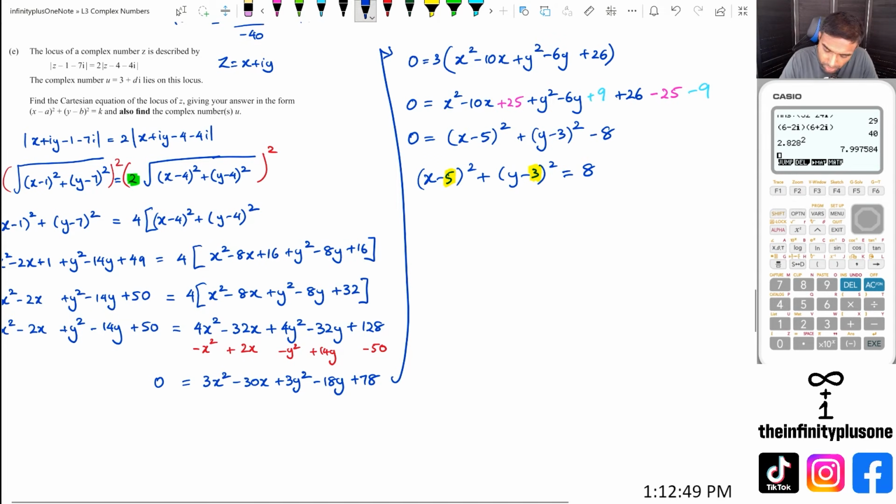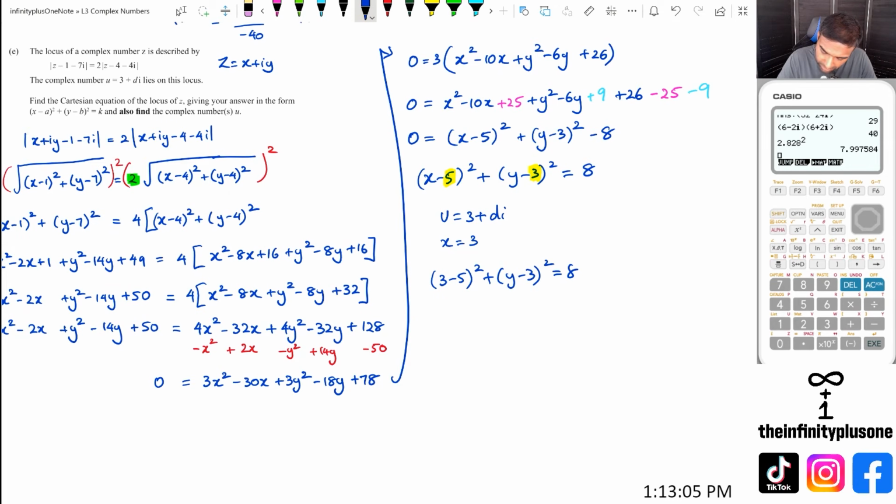Now, because u is equal to 3 plus di, we can say that the x value is going to be 3. So if I substitute 3 in the circle equation, I'm going to get 3 minus 5 squared plus y minus 3 squared is equal to 8. So I've got negative 2 squared plus y minus 3 squared is equal to 8. Negative 2 squared is 4. So y minus 3 squared is equal to 8 minus 4, which is 4.